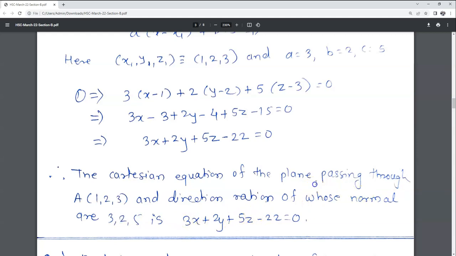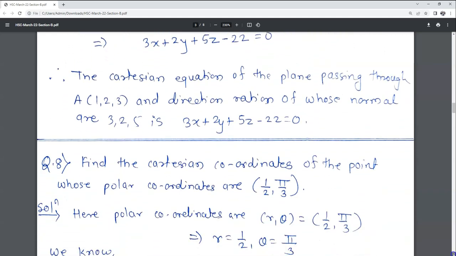Understood? It's very easy. So the key was the formula. You should know that when A, B, C are the direction ratios of the normal and the point (x1, y1, z1) is given through which the plane passes, then the Cartesian equation of the plane is A(x minus x1) plus B(y minus y1) plus C(z minus z1). Understood? Now let's look at the next question.